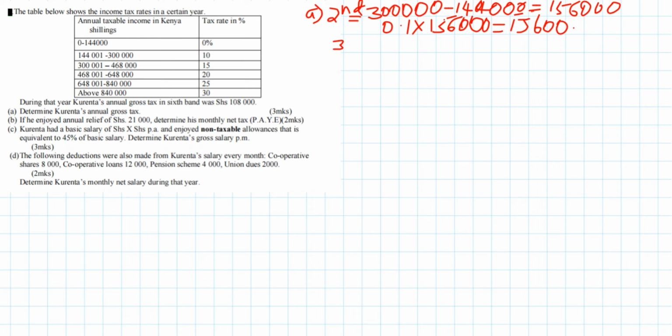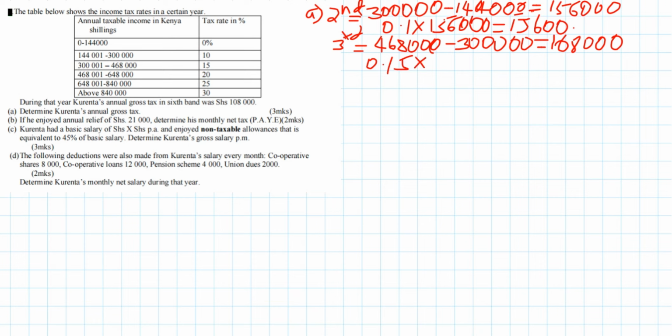Then the third band, when you go to the third band now, the taxable income there, we subtract the maximum for 68,000. We take away 300,000. We get 168,000. So 168,000 is the taxable income in the third band. So we tax that at the rate of 15%, which is equivalent to 0.15. And when we tax that at that rate, we get 25,200.